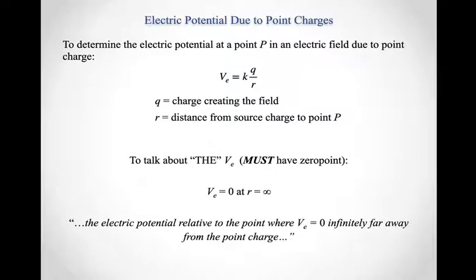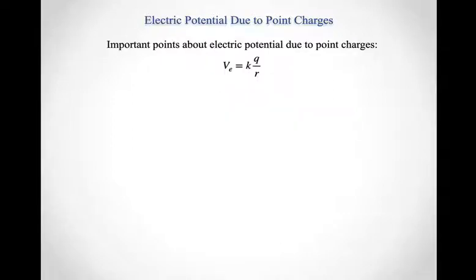Again, if we want to talk about the electric potential as we move around in the field created by a point charge, that's the electric potential relative to the 0 point. Given the structure of this equation, the 0 point is going to be when we're infinitely far away from the point charge. If we want to calculate the electric potential relative to the point where the electric potential equals 0 infinitely far away from the point charge, we can do it using this equation. So again, the electric potential relative to the 0 point is Coulomb's constant times the charge over the distance from your source charge to the point in space where you're interested in knowing what the electric potential is. Important things about this equation. Again, R is defined to be a positive distance.